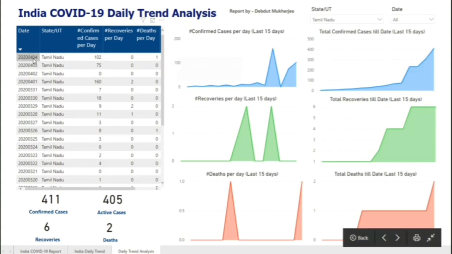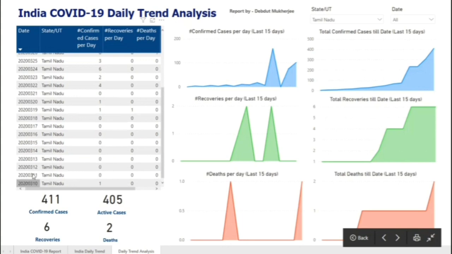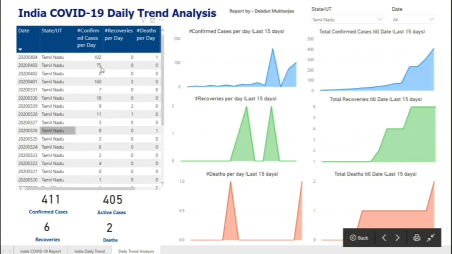So this is the case in Tamil Nadu. So you can see initially the numbers were pretty less, right? From 10th of March it was very less. Suddenly, all of a sudden, it's like 102, 75, 160. So this is quite bad, right? This is quite bad. And the next is recoveries.